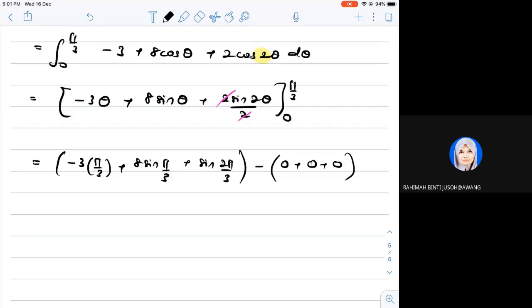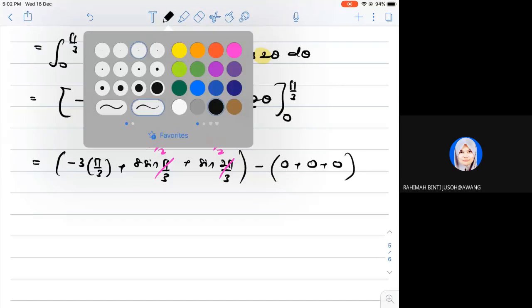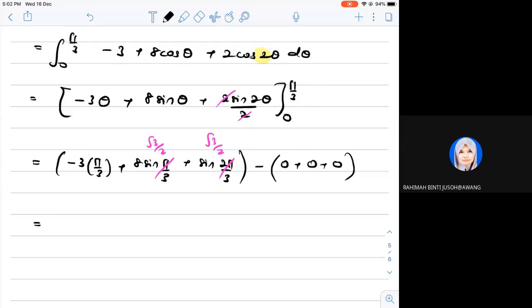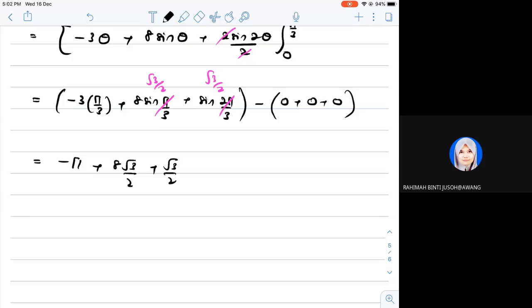If you use your calculator, sine pi over 3 is square root 3 over 2. Sine 2 pi over 3 is also square root 3 over 2. So we will have negative 3 times pi over 3, so negative pi, plus 8 times square root 3 over 2 plus square root 3 over 2, like this. So therefore, we have negative pi plus 9 square root 3 over 2. So that's the answer.